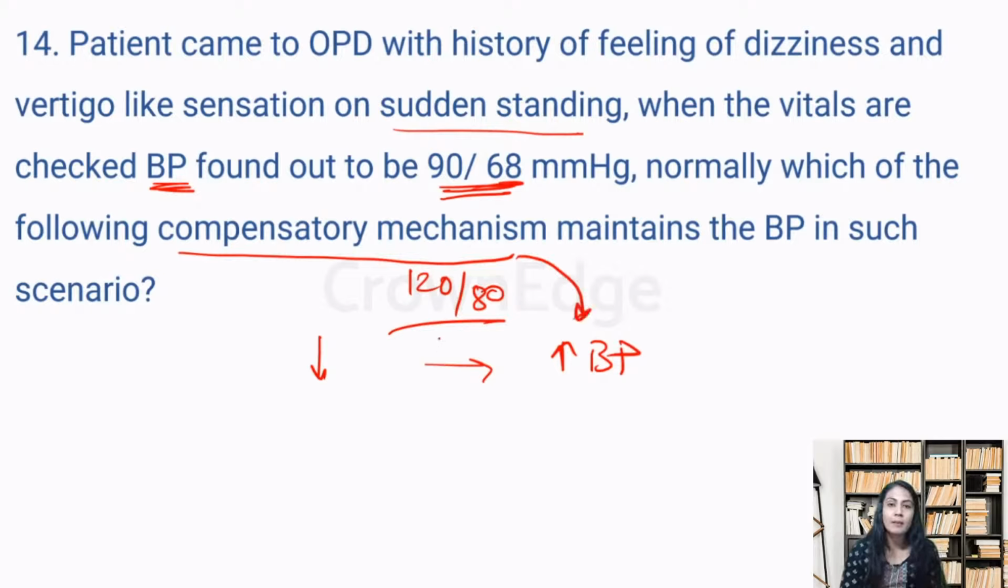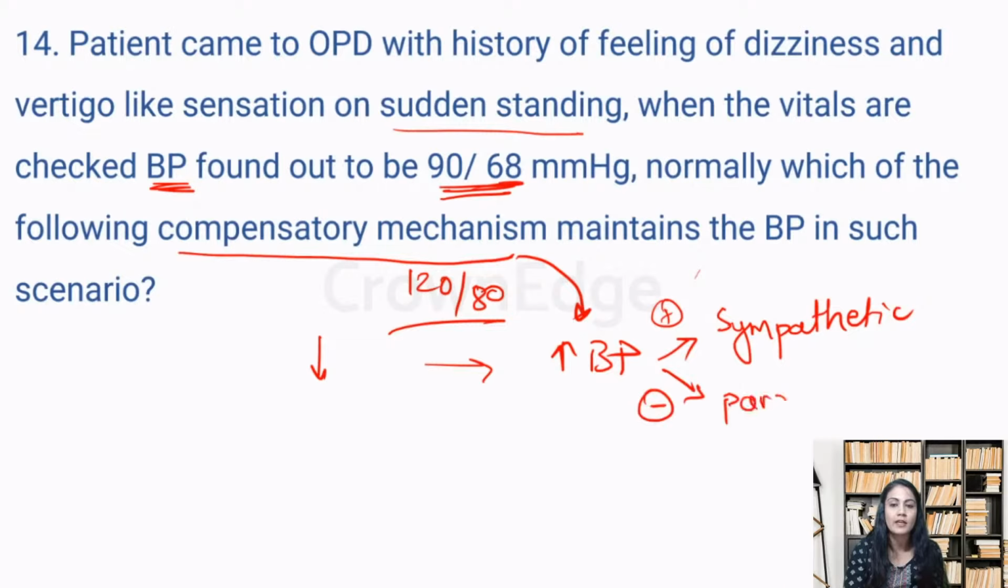To increase the BP, what should we do? Either we should activate sympathetic system, right? We should inhibit the parasympathetic system to the heart. Okay. Now, there are one more receptors which are very, very sensitive to this BP. That is your baroreceptors. We discussed that, right?